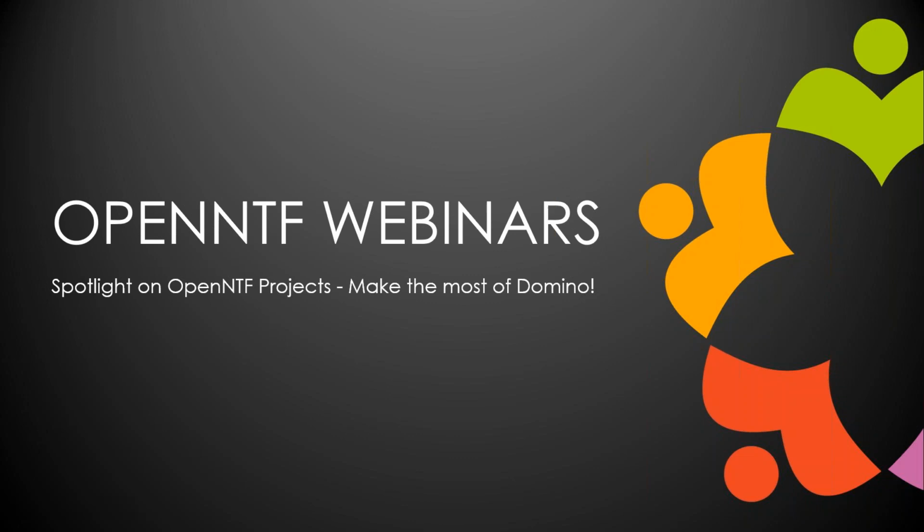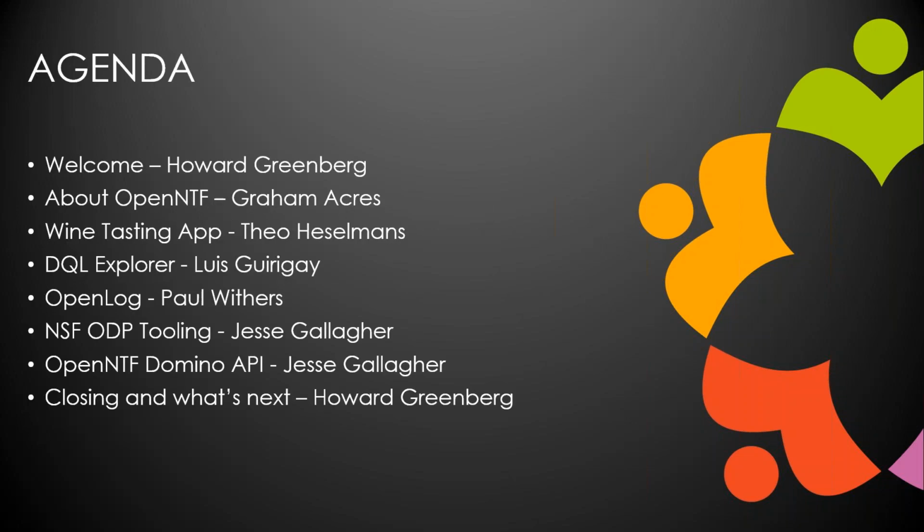Let's first go through the agenda. I'm just going to spend a few minutes on housekeeping here, and then Graham Akers, board member at OpenNTF, is going to speak a little bit about OpenNTF, where we've been, and where we want to go with your organization. Then Theo will talk about the wine tasting app. Luis from HCL will talk about DQL Explorer. Paul Withers is going to go over OpenLog and how that can help developers and admins. And Jesse Gallagher is going to talk about a project he's done, NSF ODP tooling, as well as give a quick update on the Domino API. Then I'll close out the webinar and we'll take your questions at the end.